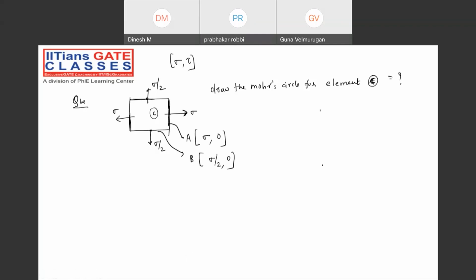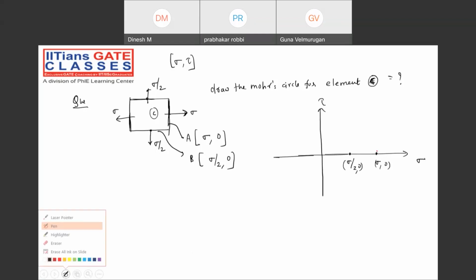Try to follow the procedure which I am telling you right now, my dear friend. So this is sigma, this is top. A is what? Sigma, 0. It will be coming over here. B is what? Sigma by 2, exactly half, my dear friend. Sigma by 2 comma 0. So you got the two points. That's perfect. Take the half of these points.